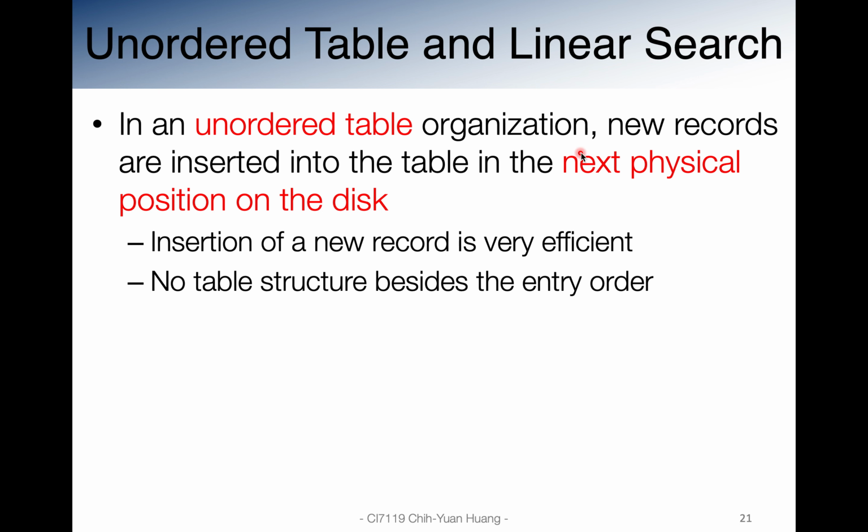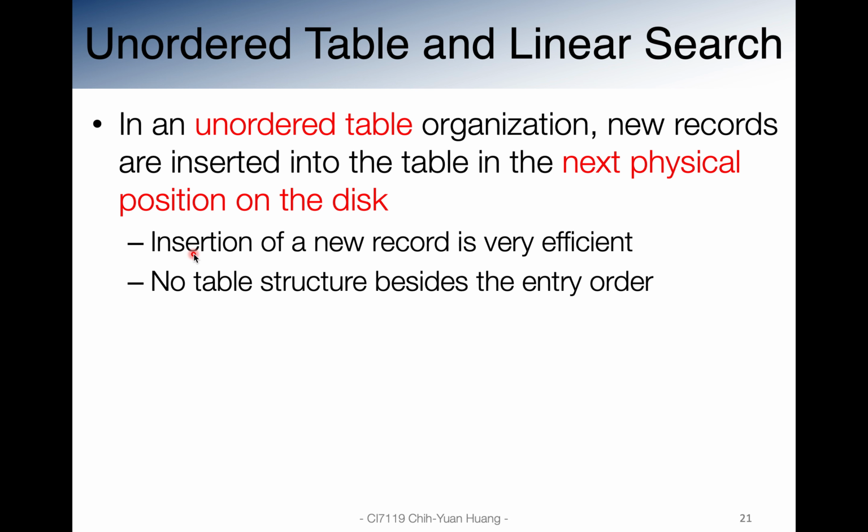Basically, the new records are inserted into the table in the next physical position on the disk. You can imagine that you have a disk, and the first record you insert is at one specific location on this track. After you write that information, a new record comes in and you write the next one, and then the next one. So they are put sequentially, side by side, on that track. That's the meaning of this type of structure.